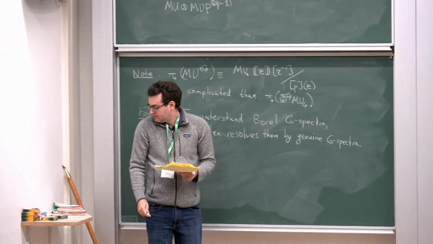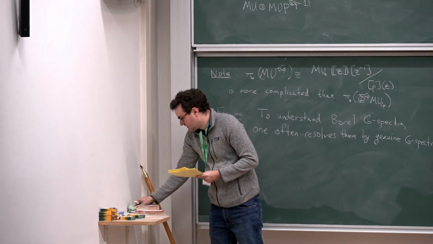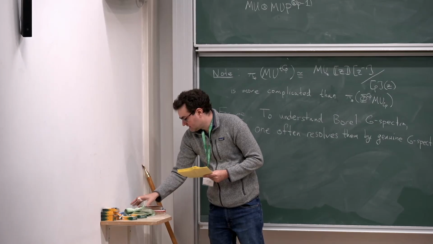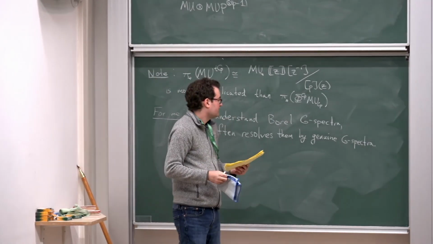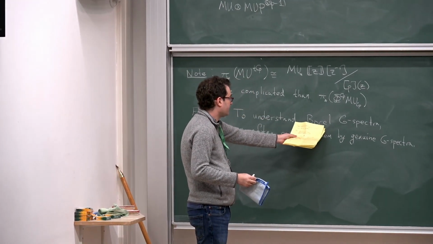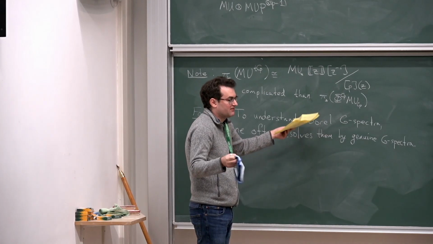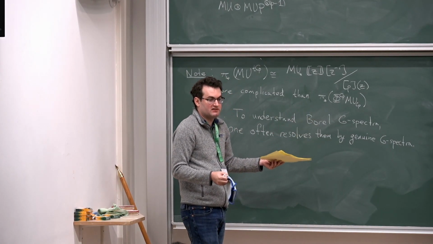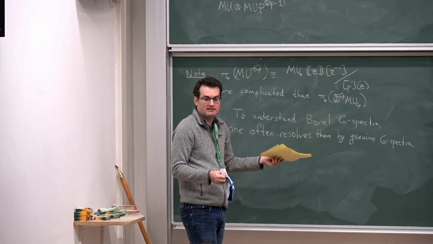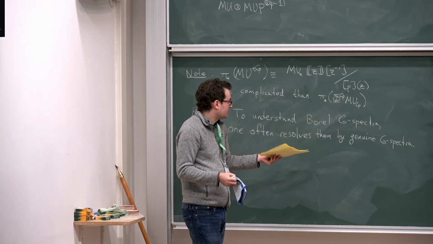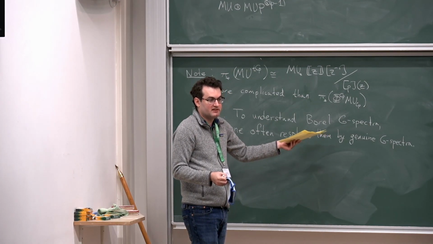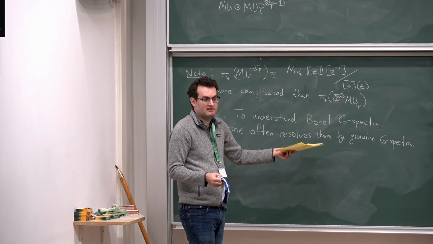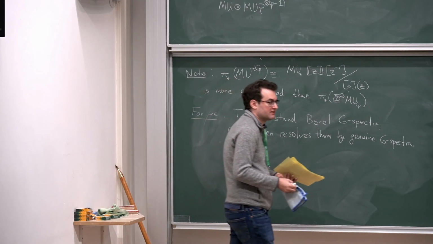So I'd like to indicate a few places in which this kind of philosophy rears its head, where in general, in homotopy theory, we're often constructing spectral sequences by means of resolutions. And it turns out that some of the most powerful resolutions that we can use to study Borel G-spectra are naturally made out of genuine G-spectra.